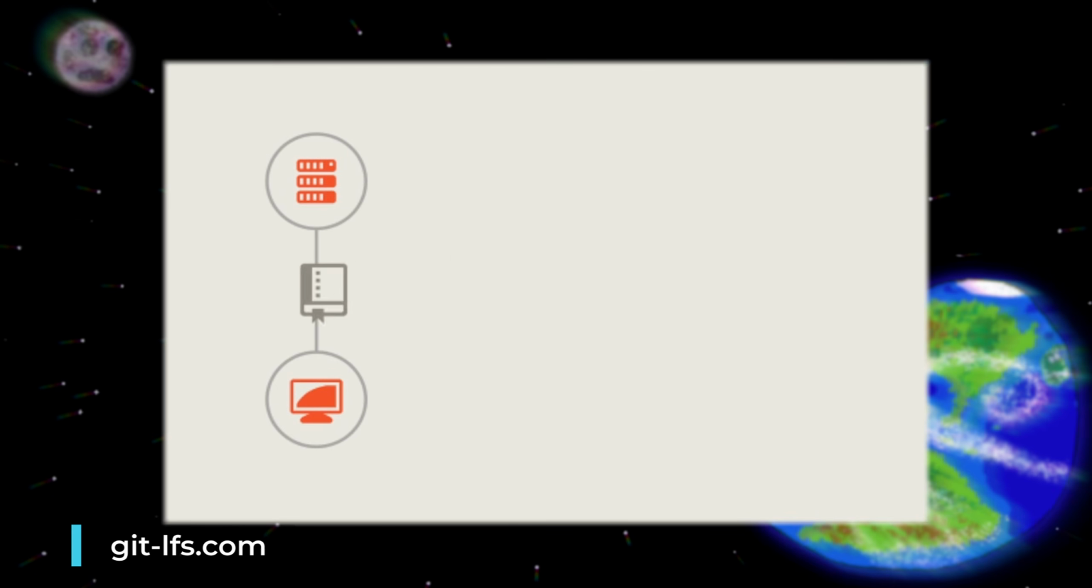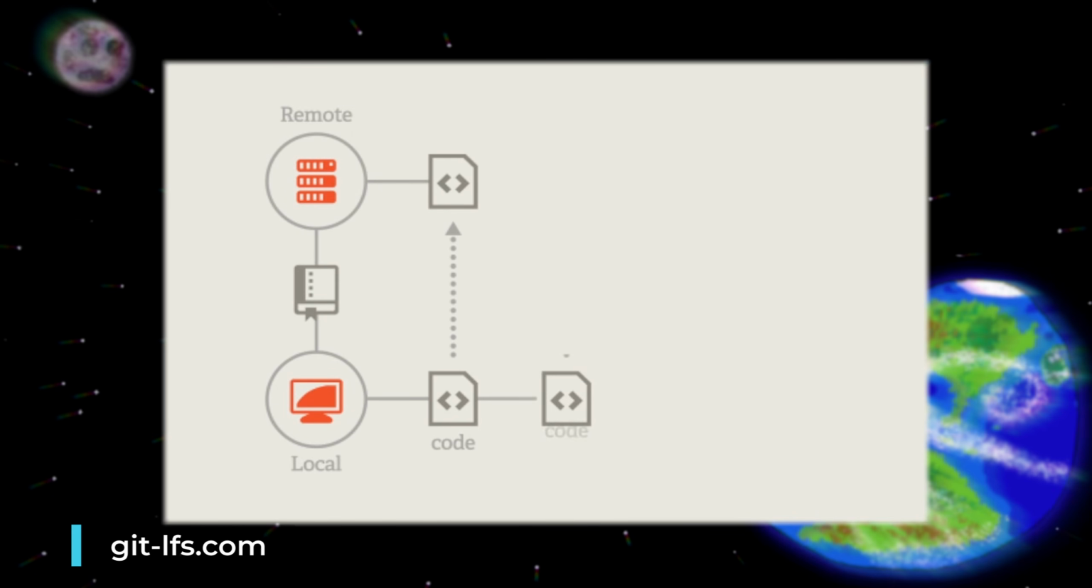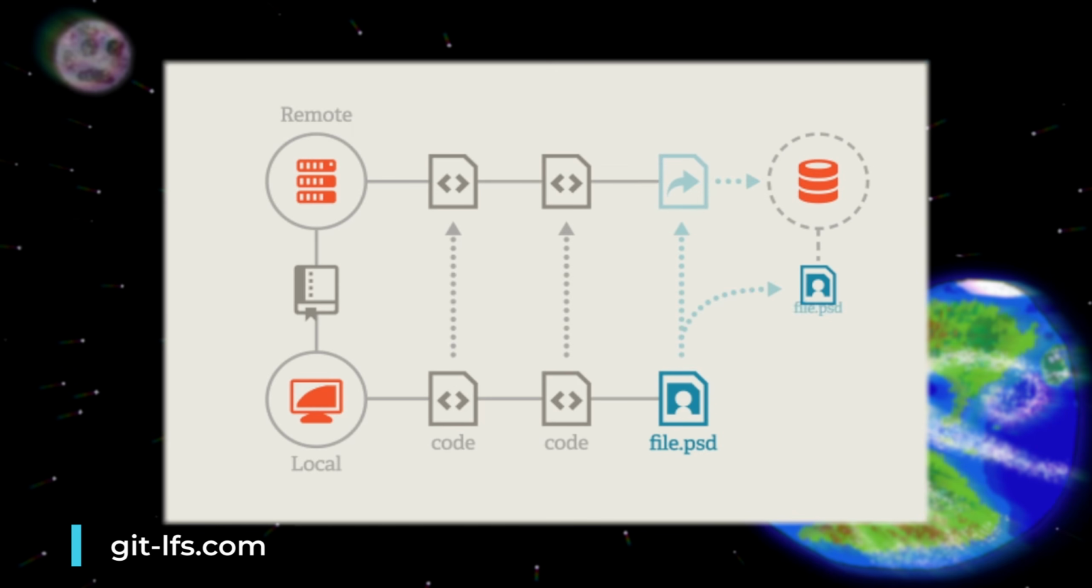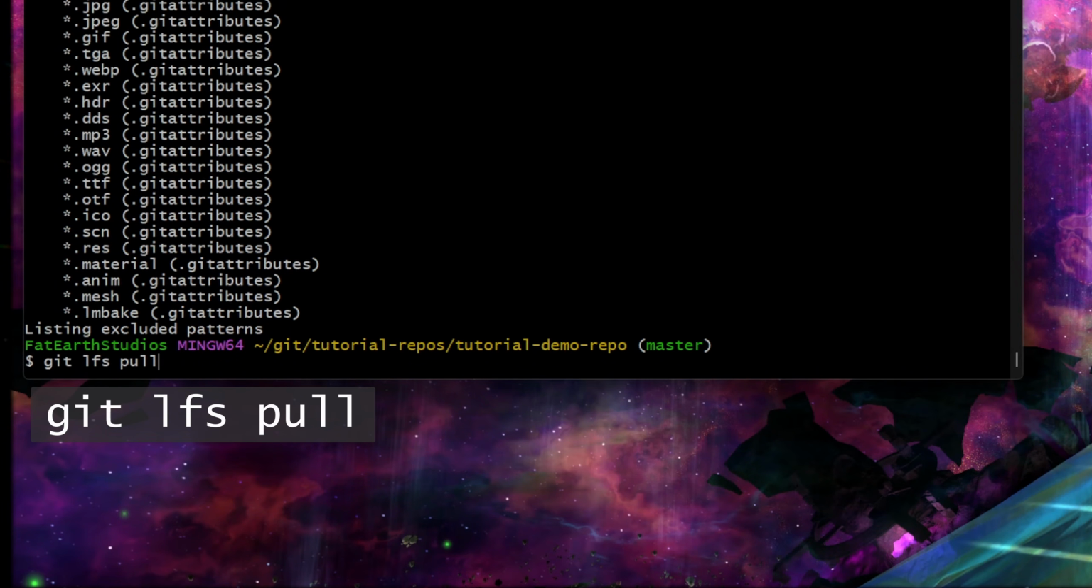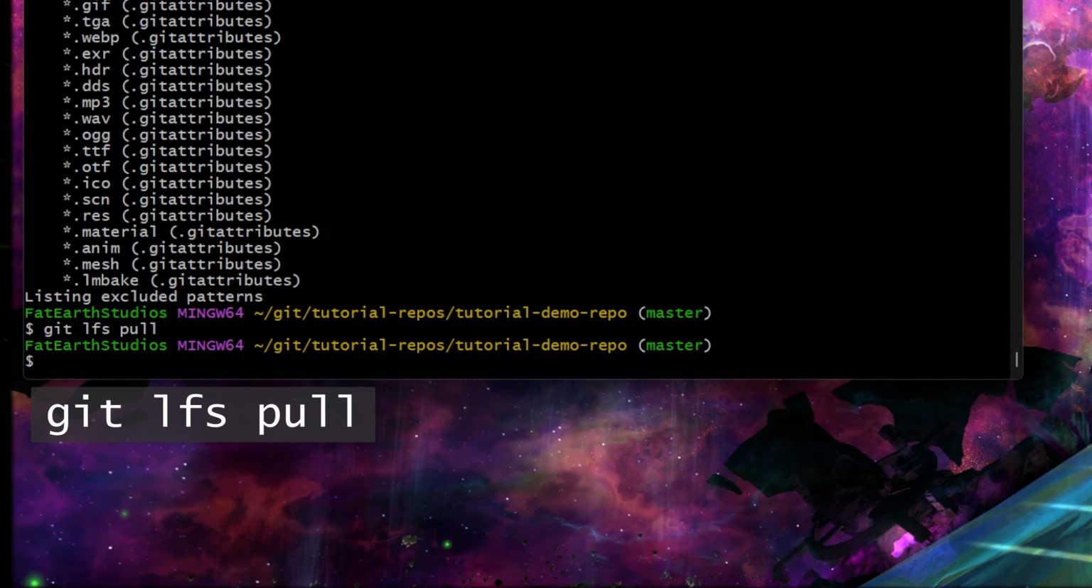When a file is tracked with Git LFS, Git replaces the file in the repository with a small pointer file, while the actual asset is stored separately in LFS storage. One thing to keep in mind when cloning a repository that uses LFS is that you may need to run git lfs pull to download these large files locally.